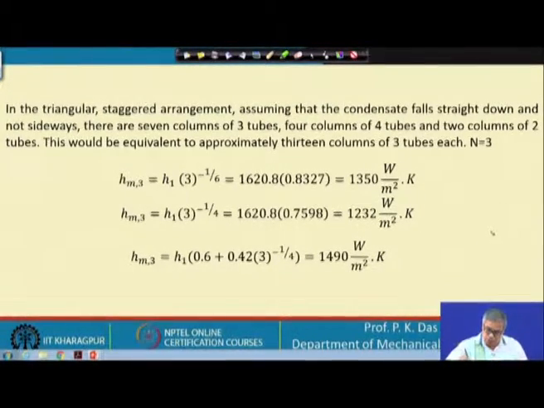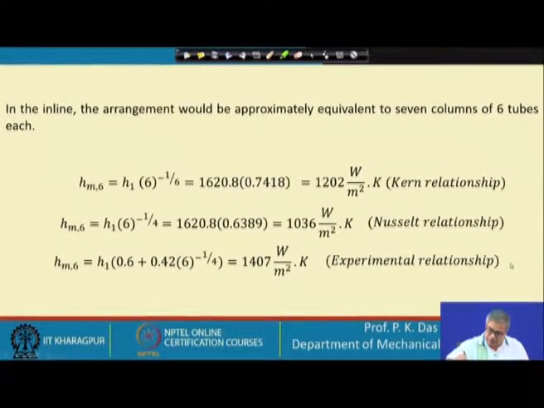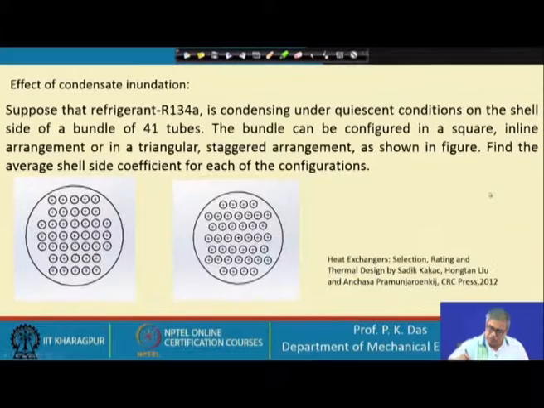Let me go back to the previous figure. Here I would like you to do this calculation on your own. We can see this is the staggered arrangement. Just see what we have said, that there are 13 columns and approximately these many tubes. Whether you can get this from this particular diagram or not, this is the exercise I would like you to do.